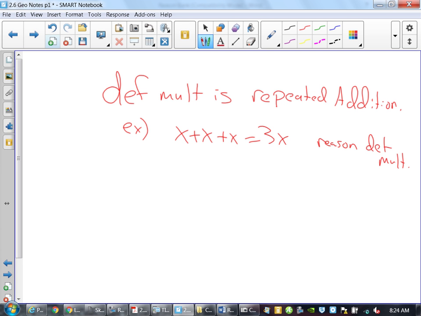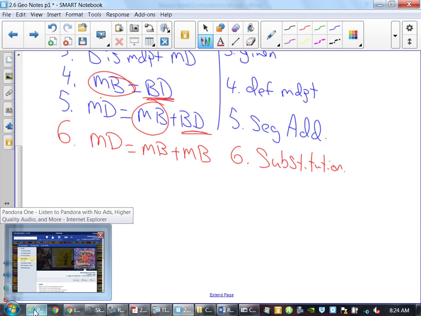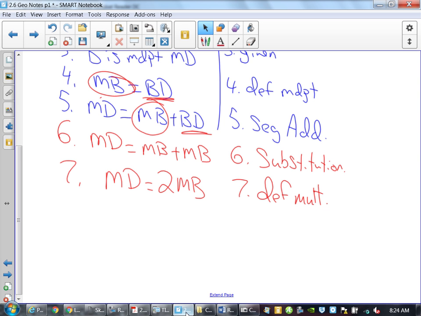So now we can finish up that last proof then, because MD now is equal to, what's MB plus MB? 2MB. And the reason is, what did we just talk about? Definition of multiplication. Okay. I think what we've done today, I'm hoping it's taken out some of the scariness a little-ish. A little bit? Smidge?